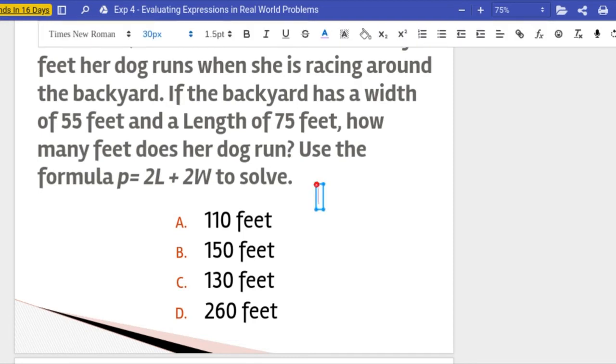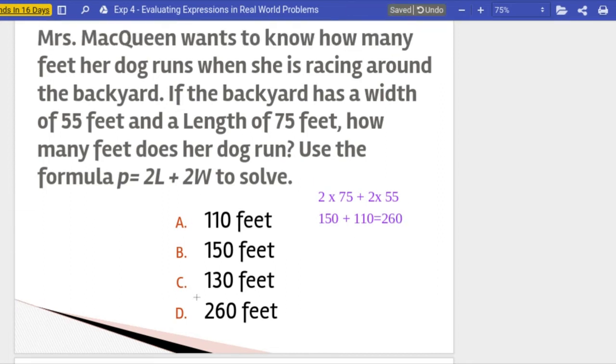So I'm just going to substitute the value of L and the value of W. So I have 2 times the length, which is 75, and I have 2 times the width, which is 55. And then I'm going to follow my order of operations. So 2 times 75 is 150, and 2 times 55 is 110. I'm going to add those two things together, and I get 260 feet. So her dog will have run 260 feet.